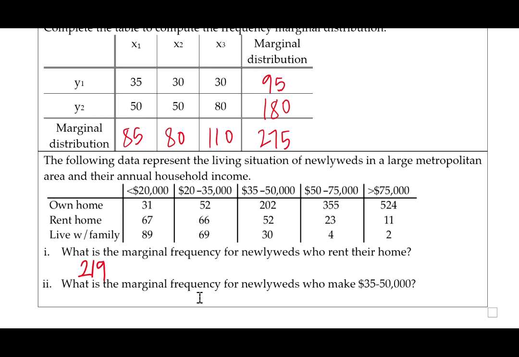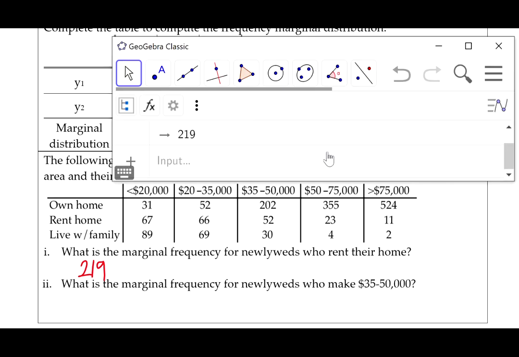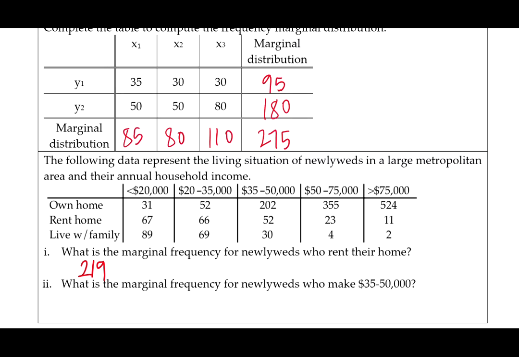And what is the marginal frequency for newlyweds who make 35 to 50,000? The 35 to 50,000 is this middle column here, and so again, we will add up the values in that column. That's 202 plus 52 plus 30, and that gives us 284, which is the marginal frequency for newlyweds who make $35,000 to $50,000.